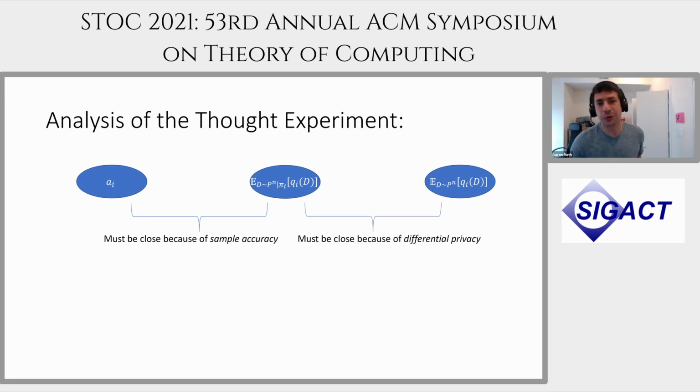And differential privacy will relatively immediately tell us that the expected value of the query on this conditional distribution is close to the expected value of the query on the original unconditional distribution. And putting these together will give us our theorem.